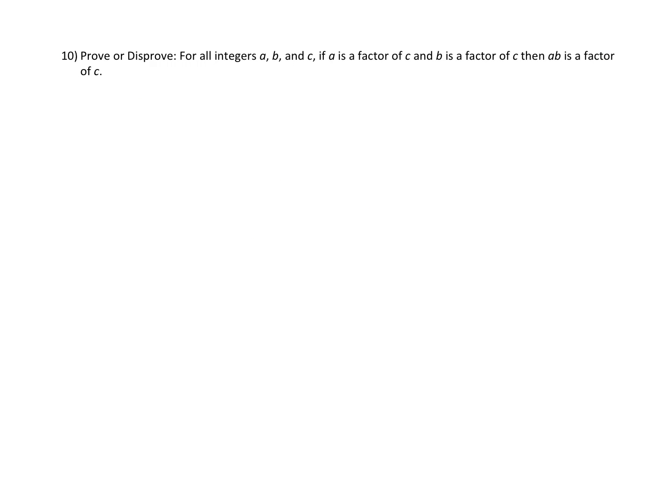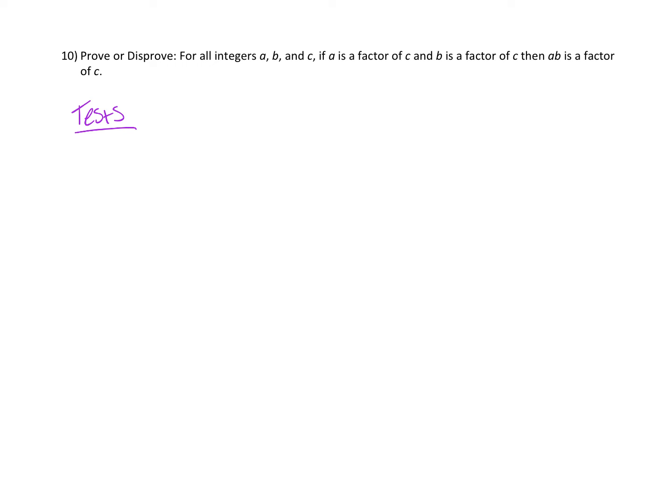Number 10, prove or disprove. For all integers a, b, and c, if a is a factor of c and b is a factor of c, then a times b is a factor of c. So let's start with some tests. A, b, and c are all integers, and a is a factor of c and b is a factor of c, then a times b is a factor of c.